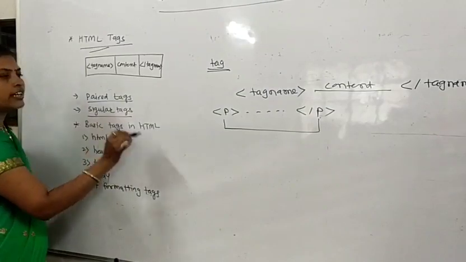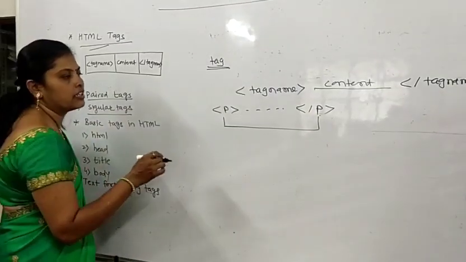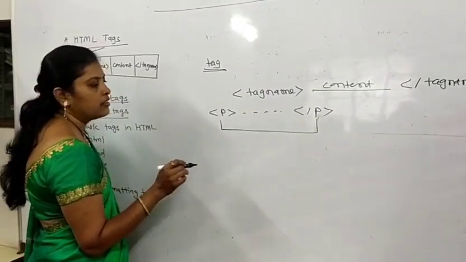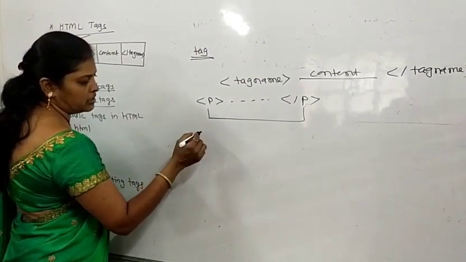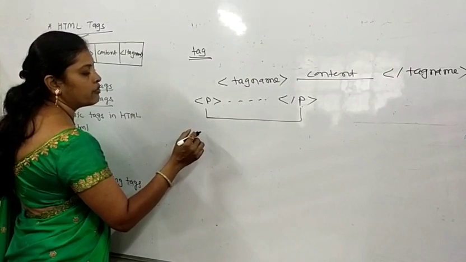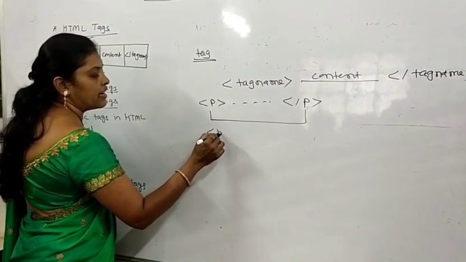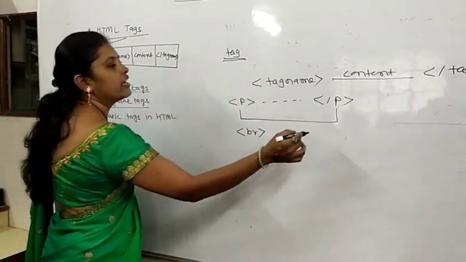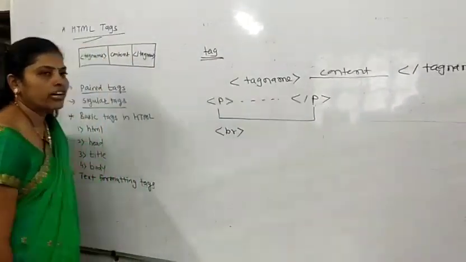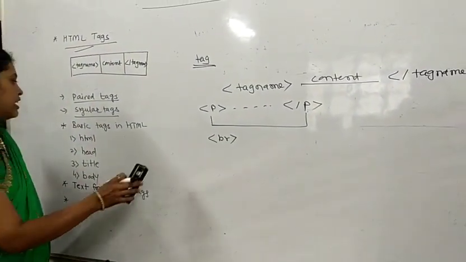Second is the singular tag. Singular tags are tags which don't have an end pair, and which are used only one time in your HTML document or web page. For example, the br tag is called a singular tag because it doesn't have any pair tag or end tag with it.